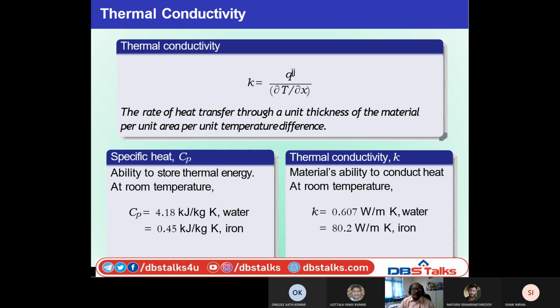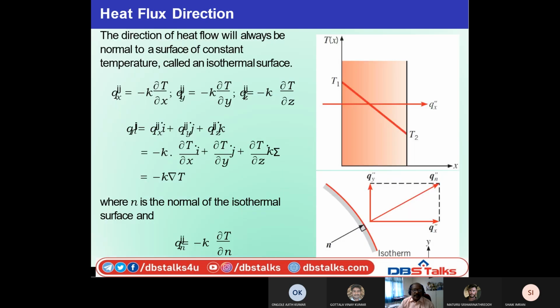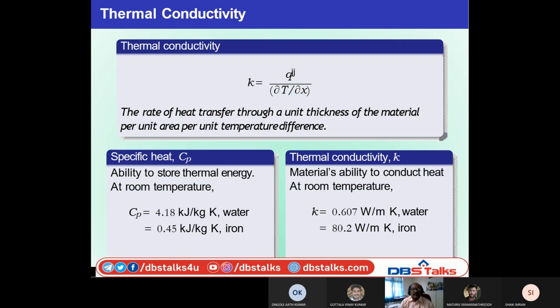From this, Q equals K into dou T by dou X, or dou T by dou N. So K equals Q by dou T by dou X in the X direction. Like this we can find out thermal conductivity.